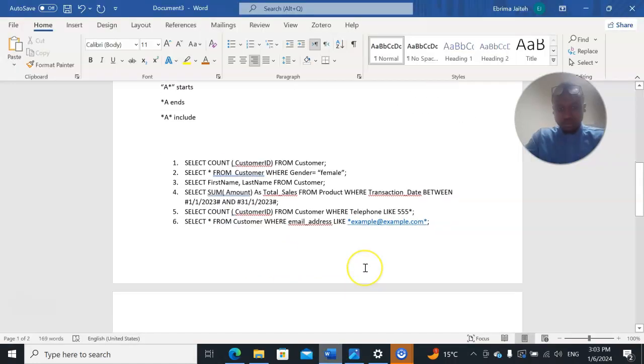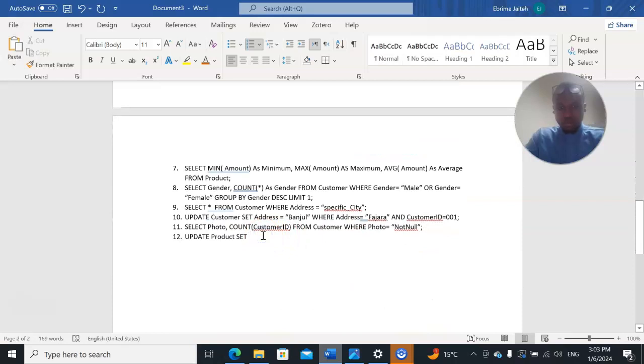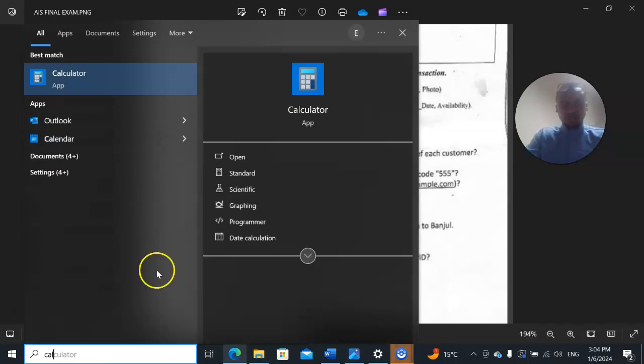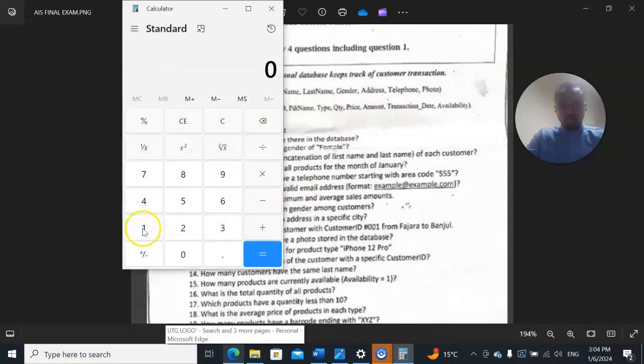So we are going to say update product set price equals to price times what? So 12% is how many? So we have to calculate this, because look at this, 12%. So let's use the calculator here. We are going to say 12 divided by 100 equals to 0.12, plus 100%.